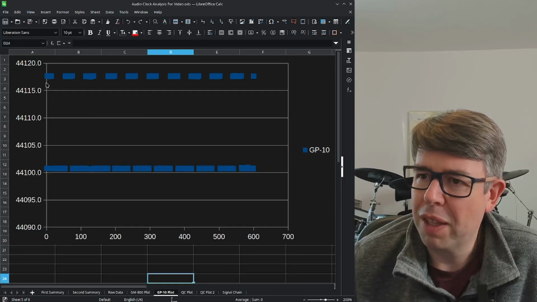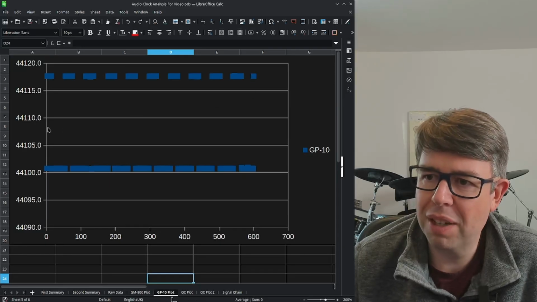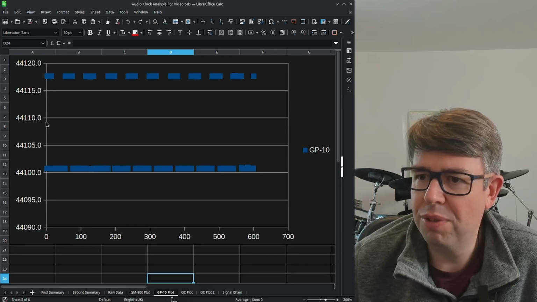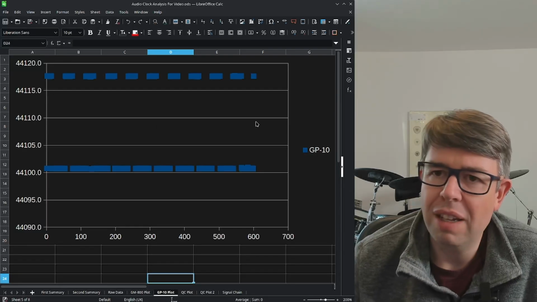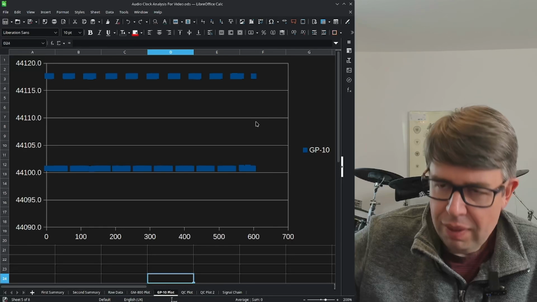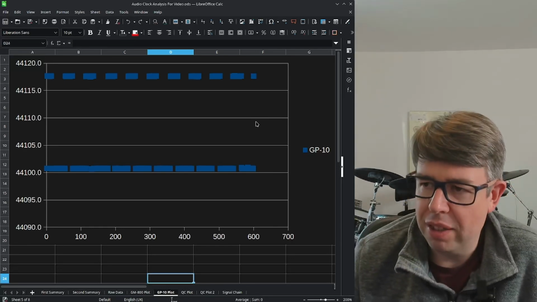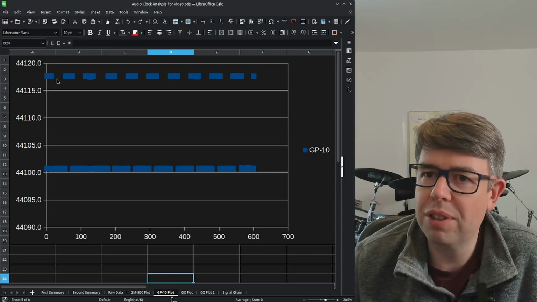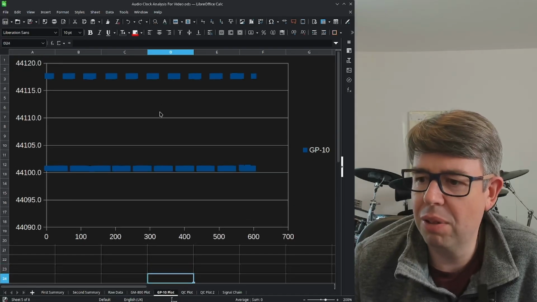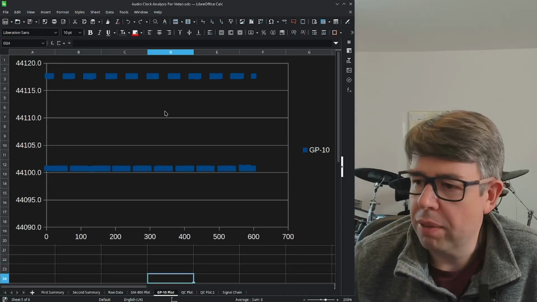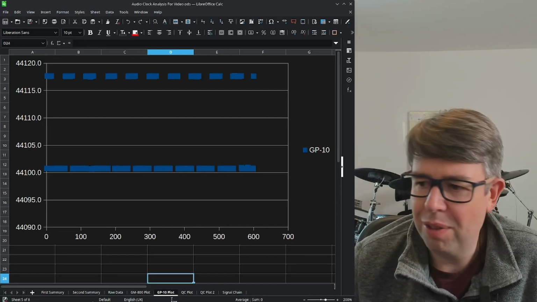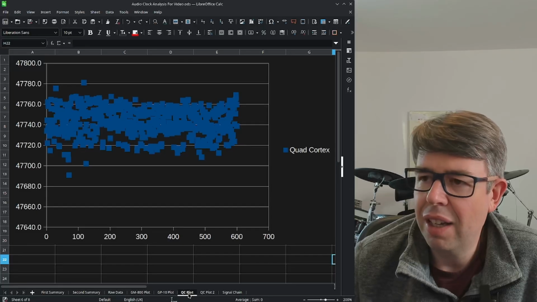And sometimes it picks to run at a bucket higher than that. But again, if I were to cut these anywhere in this range, so I think it's 44,109 looks like the midpoint, I'm going to get a clean separation of those two modes of operation. And again, it appears that once it's picked a mode, it stays in that for the duration of a recording session. So pretty good. Now let's look at the same kind of graph for the Quad Cortex.